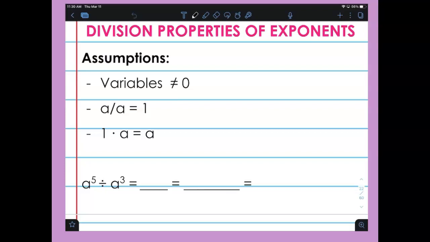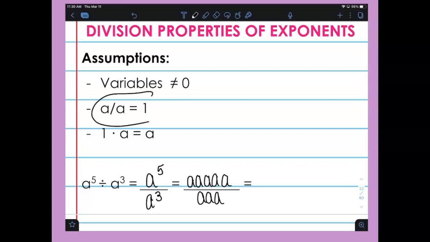So for the first one here, a to the fifth, sometimes we use division, but we like to rewrite them using the fraction bar. So it would be a to the fifth over a to the third. And just like we did with multiplication, we're going to expand both the a to the fifth and the a to the third. The a to the fifth would be 1, 2, 3, 4, 5 a's, a times a times a times a times a, and then a to the third would be 3 a's.